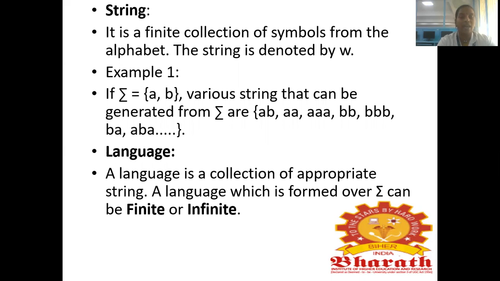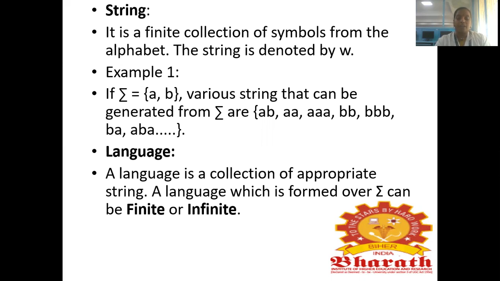Next one is a language. So what is a language? It's a collection of appropriate strings. A collection of finite automata strings is called a language. All finite automata machines can be used for these languages. Since a language is formed over sigma, it can be of two kinds: one is finite, the other is infinite. This is a main concept used in the flat subject.